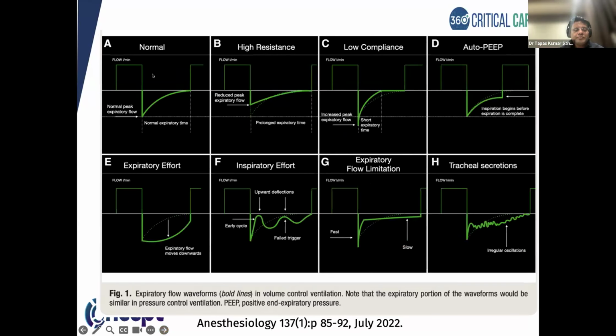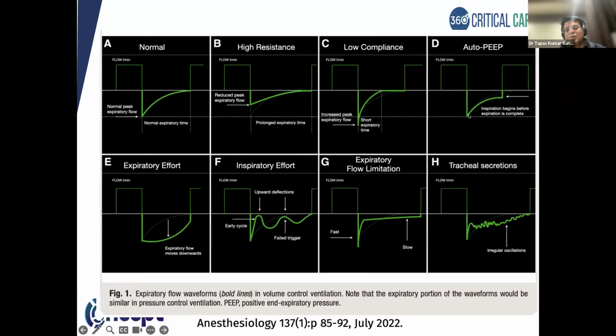Now, these are the expiratory flow waveforms in volume control ventilation. You see here, normal expiratory line, I have already told like this. If prolonged expiratory time, reduced expiratory flow is there, that means high resistance. If there would be low compliance in the flow, you see here, increased peak expiratory flow, short expiratory time here. Clear? Then it would be all in the baseline.